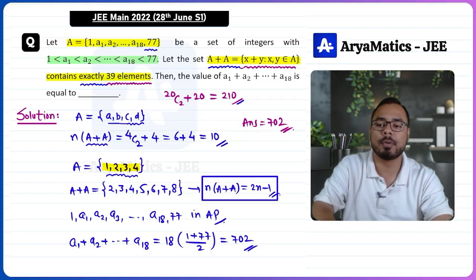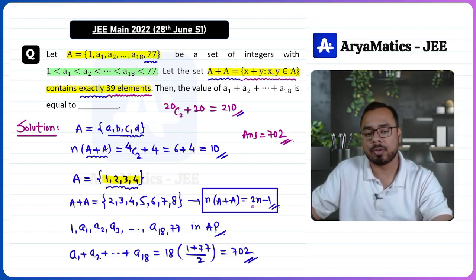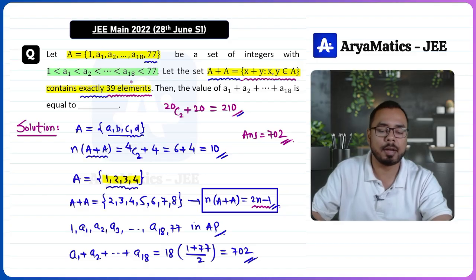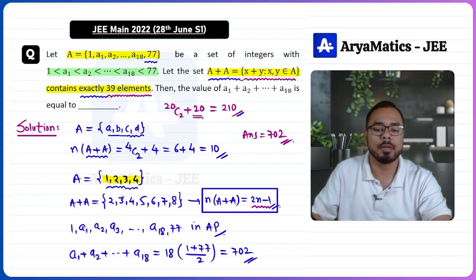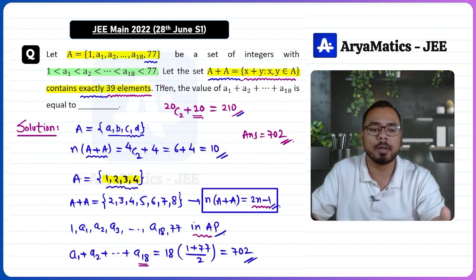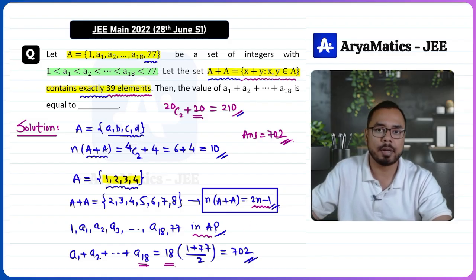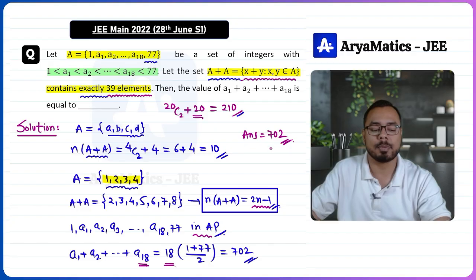Right, so this was a very interesting problem, and here the important concept was that if in A plus A we have 2n minus 1 elements, then all the elements of set A must be in AP, right? Also, if all the sums are different, then total number of elements in A plus A, this will be NC2 plus N, right? And once you establish that these numbers are in AP, A1 plus A2 up to A18, this is the sum of 18 arithmetic means between 1 and 77. So that will be 18 times the single arithmetic mean between those two numbers. Finally, after calculation, you will get 702. And that is the correct answer for this problem.